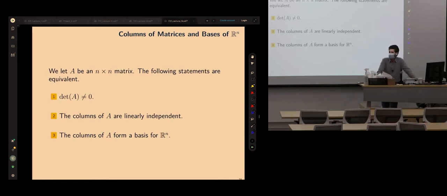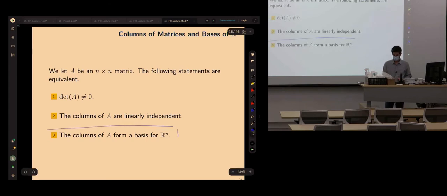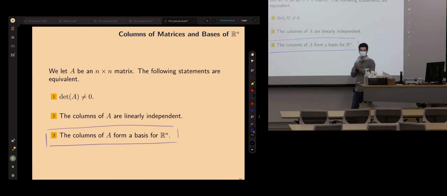Now let's go back to matrices. Suppose we have an n by n matrix A. The following statements are equivalent. You can talk about the determinant not being 0, which we know means the columns of A are linearly independent. What we didn't talk about, and we can talk about it today, is that this is also equivalent to saying that the columns of A form a basis for Rn.